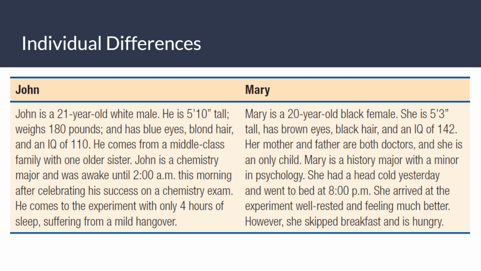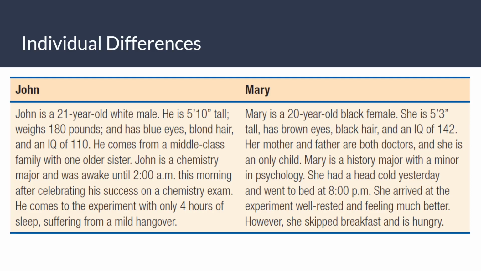On the other hand, Mary is a 20-year-old black female, 5'3", has brown eyes, black hair, and an IQ of 142. Her mother and father are both doctors and she is an only child. Mary is a history major with a minor in psychology. She had a head cold yesterday and went to bed at 8 p.m. She arrived at the experiment well rested and feeling much better. However, she skipped breakfast and is hungry. Now, even if you assign John and Mary to different groups, their personal experiences will be extraneous variables in this experiment, and that's what we call individual difference.